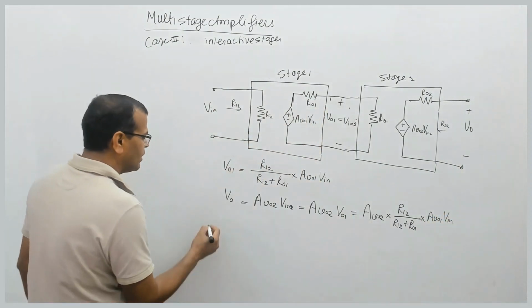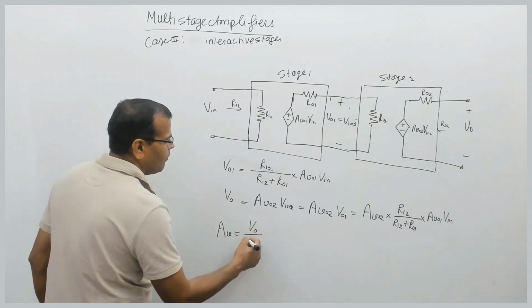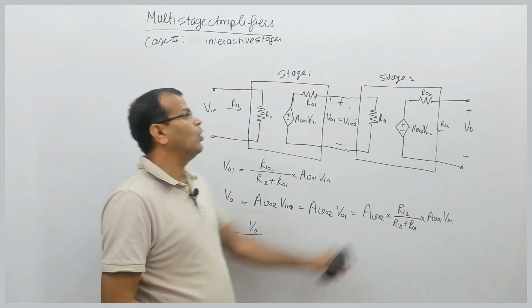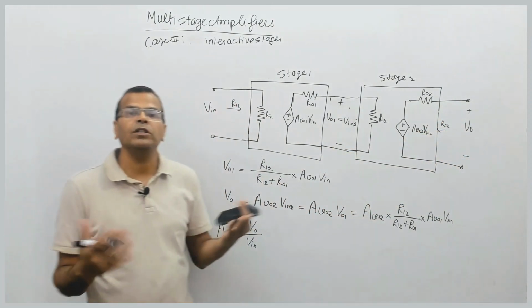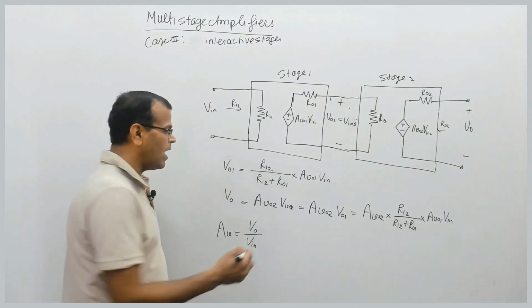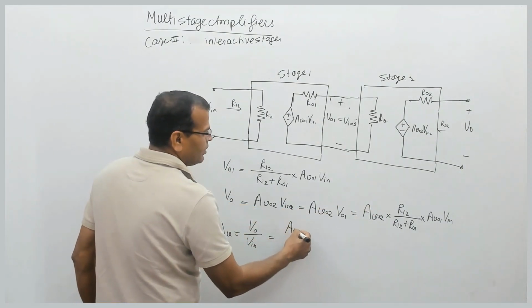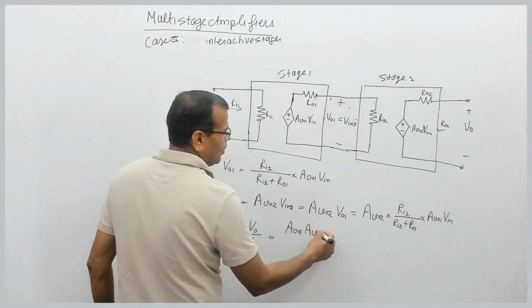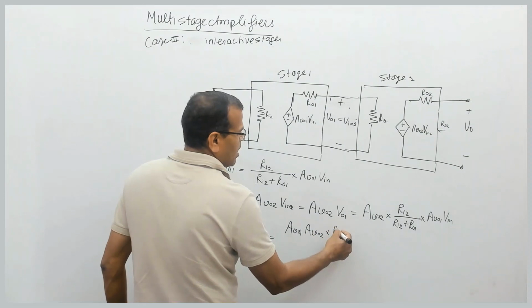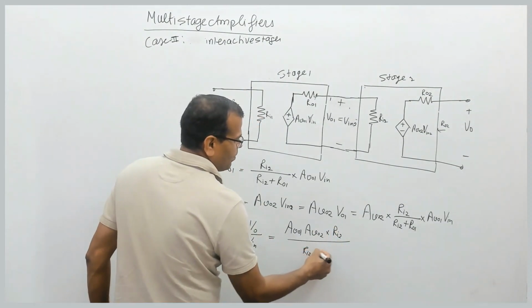So overall voltage gain will be what? Overall voltage gain will be V0 by V in. Output voltage of the combination divided by input voltage of the combination will be the overall voltage gain, and that is equal to what? You can please see that: AV01 into AV02 multiplied by Ri2 divided by Ri2 plus R01.